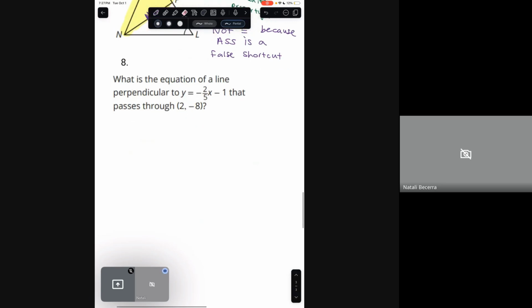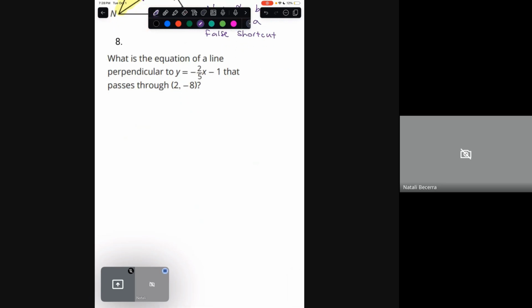Okay. All right. Last question. What is the equation of a line perpendicular to this equation that passes through this point? So step one, remember that perpendicular means opposite reciprocal slope. And parallel means same slope. So I'm going to focus on this one because I'm working with perpendicular, right? But you should also know that parallel means same slope because that's also going to be on your test.